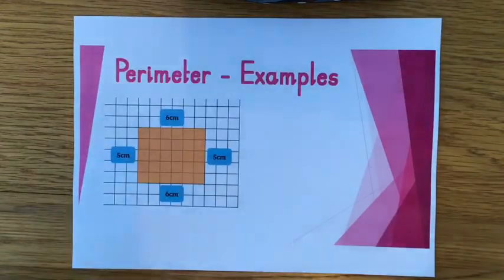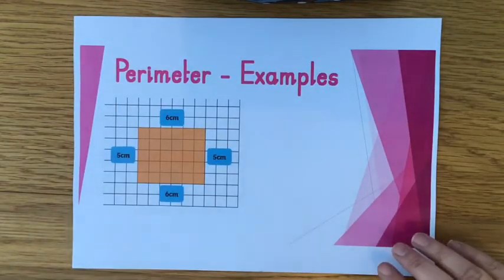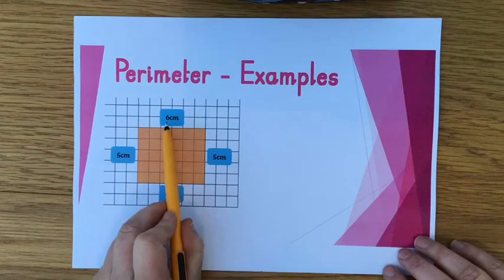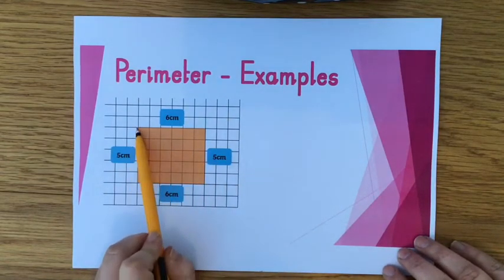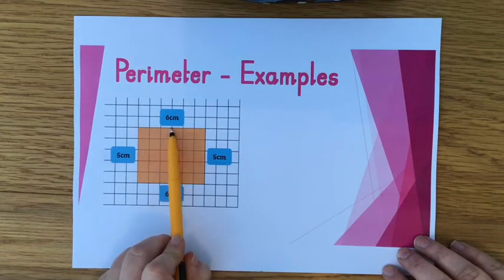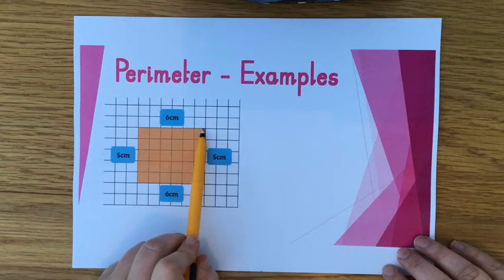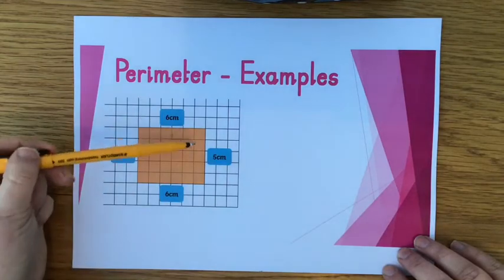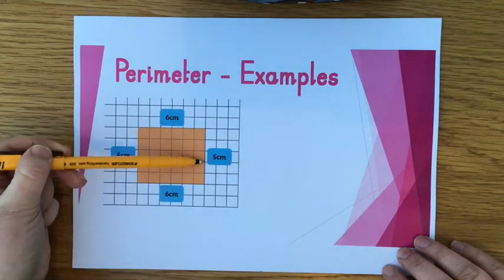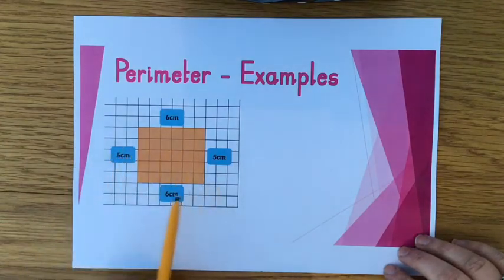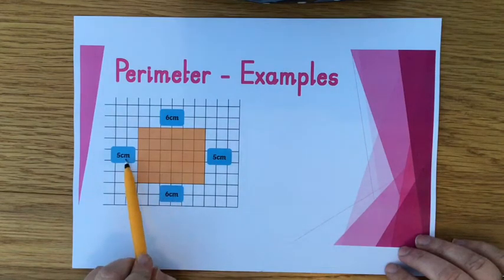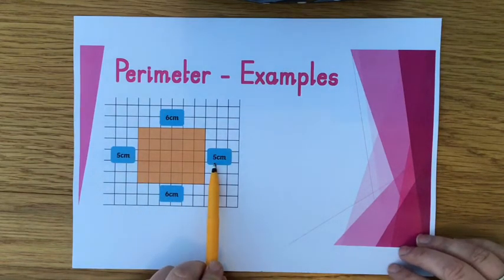Okay, let's have a look at another example. So you can either choose to add the lengths or count the grid lines. So let's just double check. 1, 2, 3, 4, 5, 6. And this length is 1, 2, 3, 4, 5. Again, as I've just said, with a rectangle, opposite sides are the same. So if this is 6, this side's going to be 6. And if this side's 5, this side will be 5.